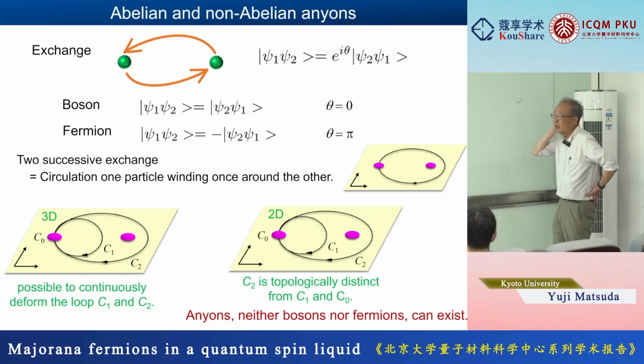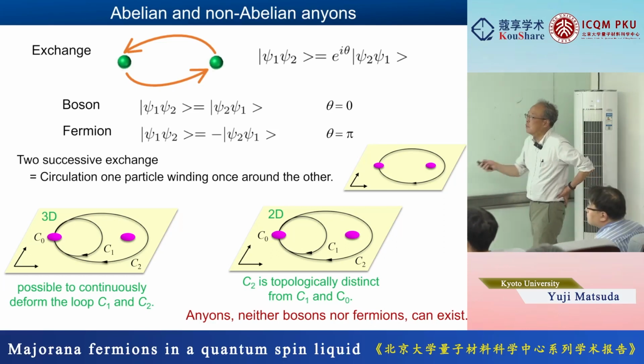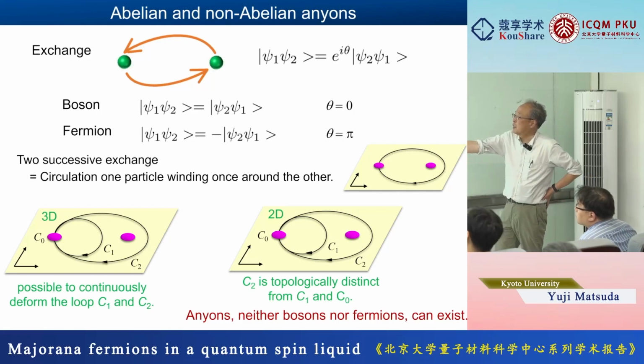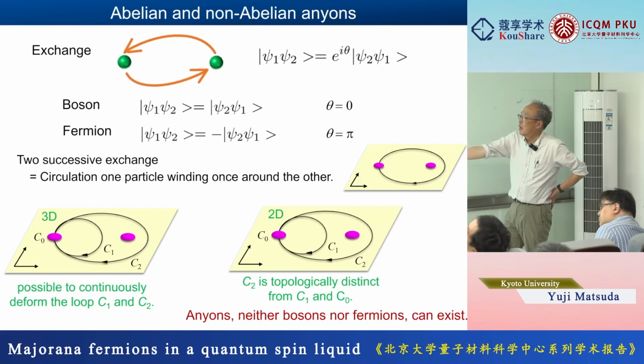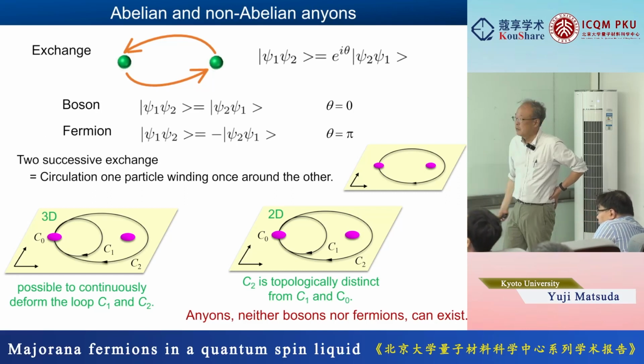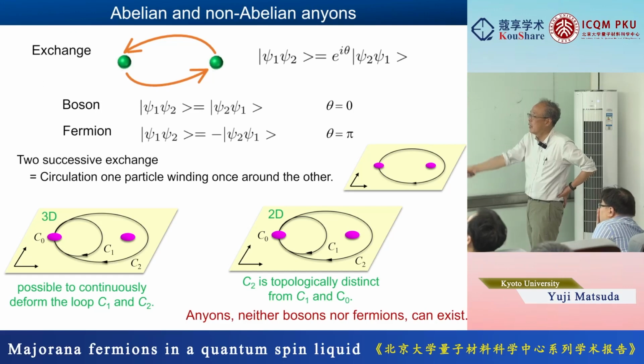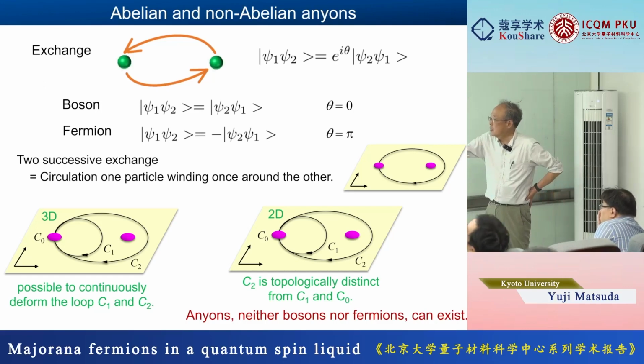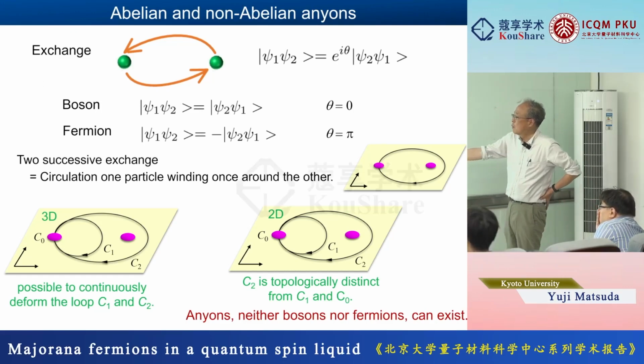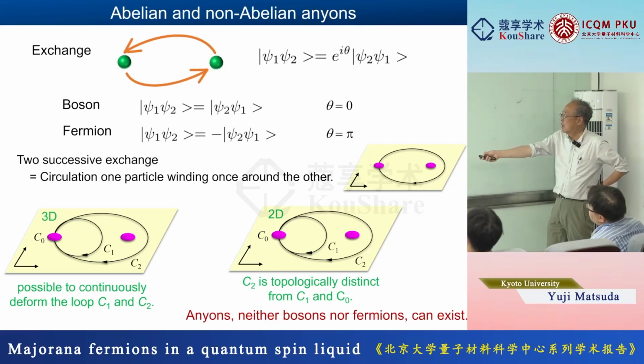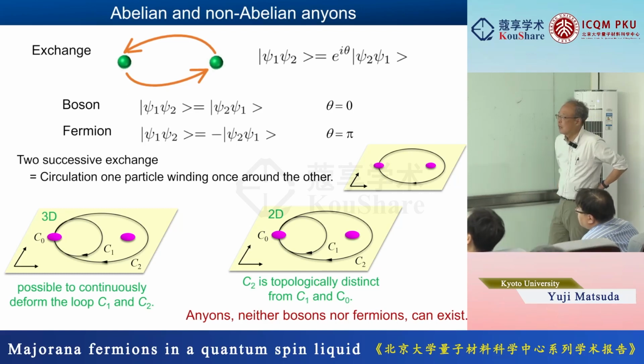abelian anyons. Anyons. So needless to say, if you exchange two particles, the wave function picks up a phase theta. As you know, in the case of bosons, theta equals 0, and for fermions, theta equals pi. So let me explain why this is 0 or pi. Two successive exchanges correspond to a circulation of one particle winding around the other, like this. This operation corresponds to two successive exchanges.